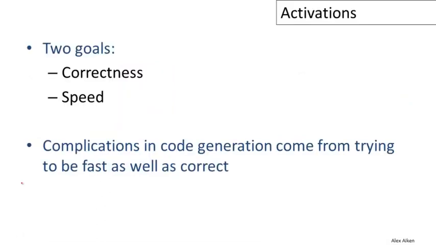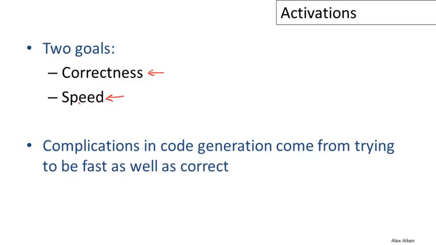Before we begin the discussion of activations, it's worth being explicit that we have two overall goals in code generation. One is to be correct, to generate code that actually faithfully implements the programmer's program. And the second is to be efficient: that code should make good use of resources, and in particular, we often care that it run quickly.